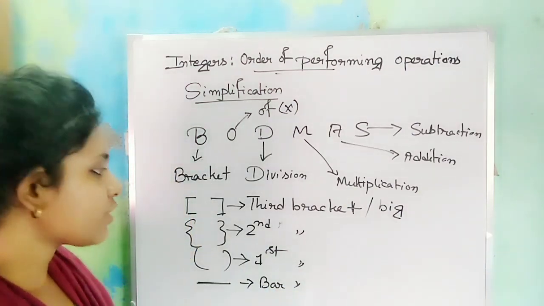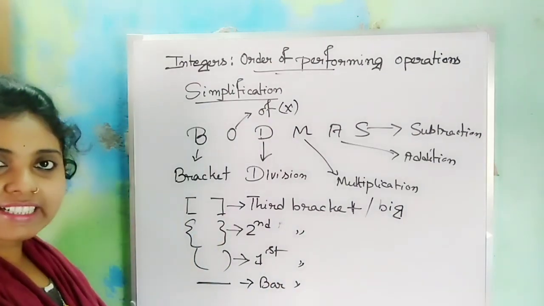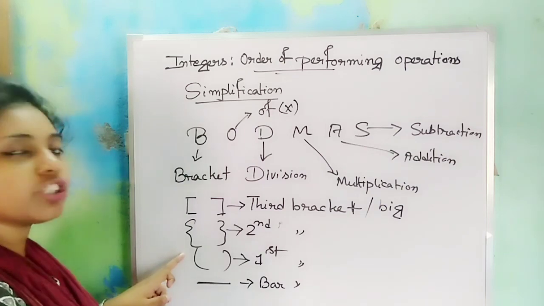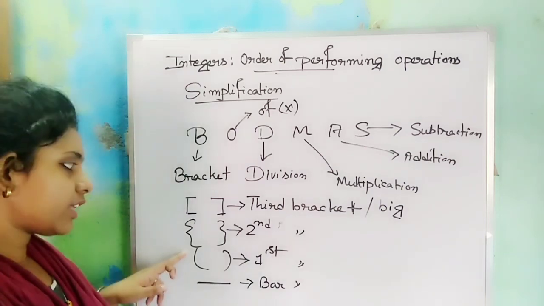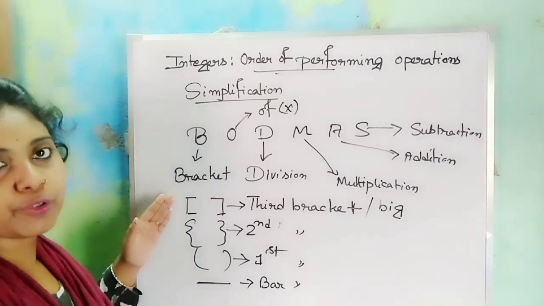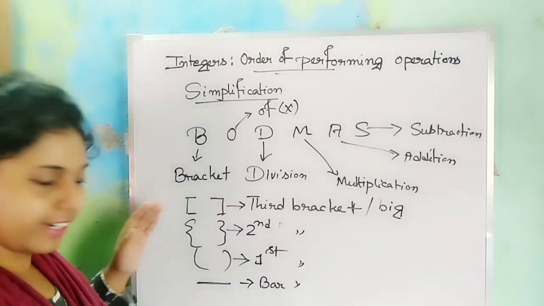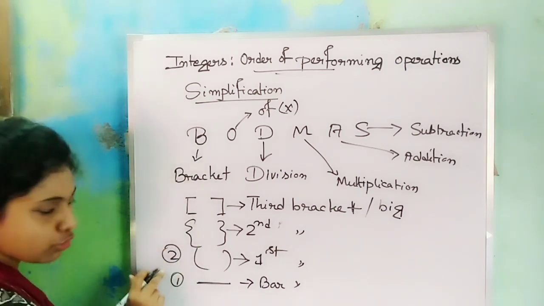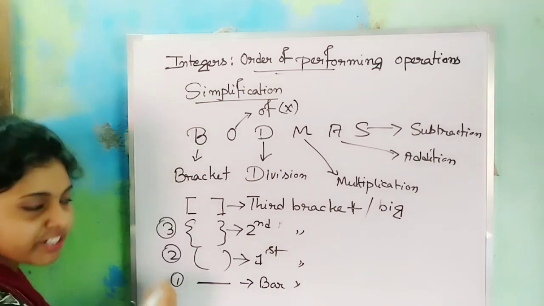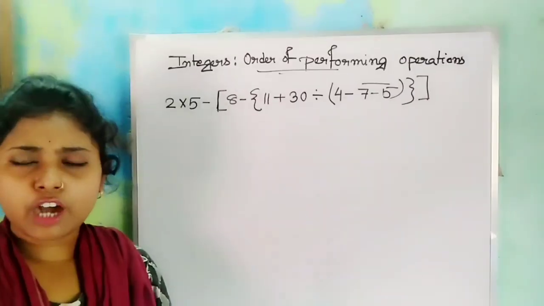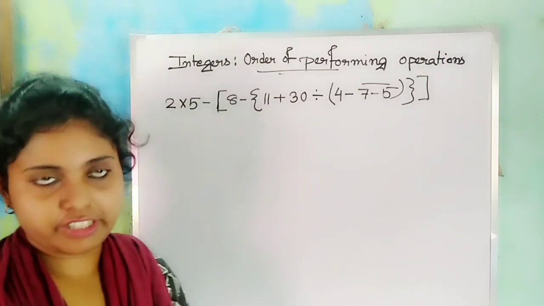At first we have to do the operation within the bar bracket. Next we do the operation within the first bracket. Then within the second bracket, and at last within the third bracket. That is, this is number 1, this is number 2, this is number 3, and this is number 4. Now we will solve some simplifications.